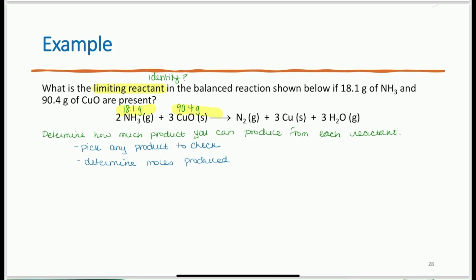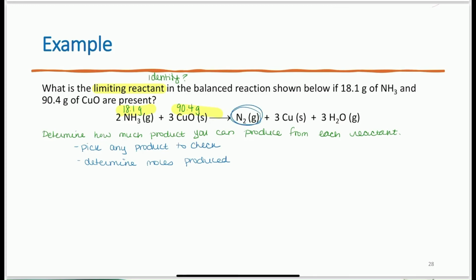Because the moles relate back to that mass, as long as I make the most moles of something, whichever reactant makes more moles of a specific product is going to make more grams of that same product. So I'm not going to bother converting all the way to grams for any of my products because it just takes time. Instead, I'm going to stop at moles. And because N2 is first, I'm just going to convert to that.